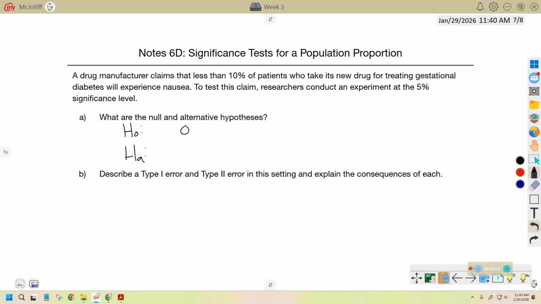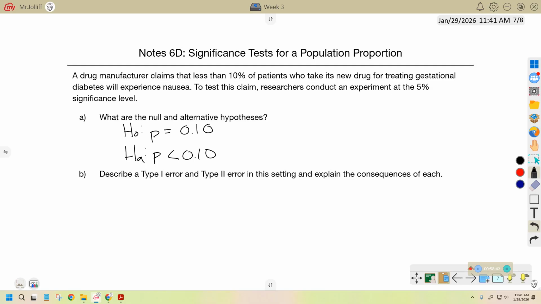I heard percent, so 10%. It's a claim about percent, so what population parameter? Proportion, P. Anytime it's a percent, very good. Null is always a statement of equality. Less, very good. They use the word less than 10% in the description of the problem. Good, perfect, that's it. Answer the question, check.